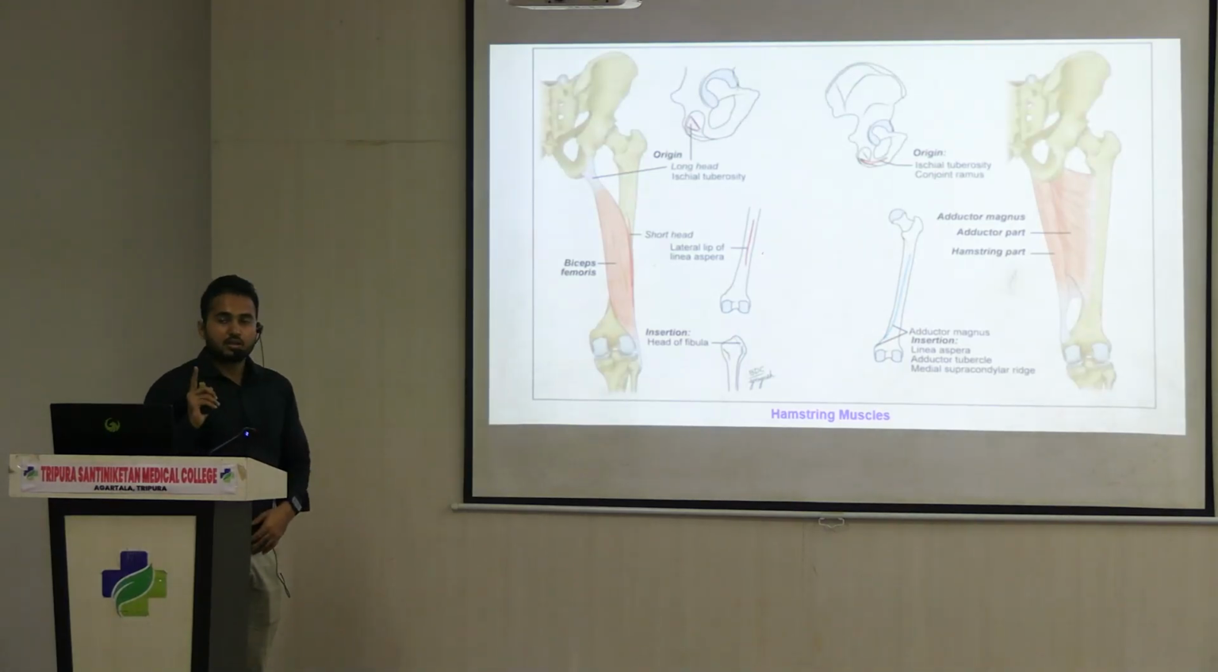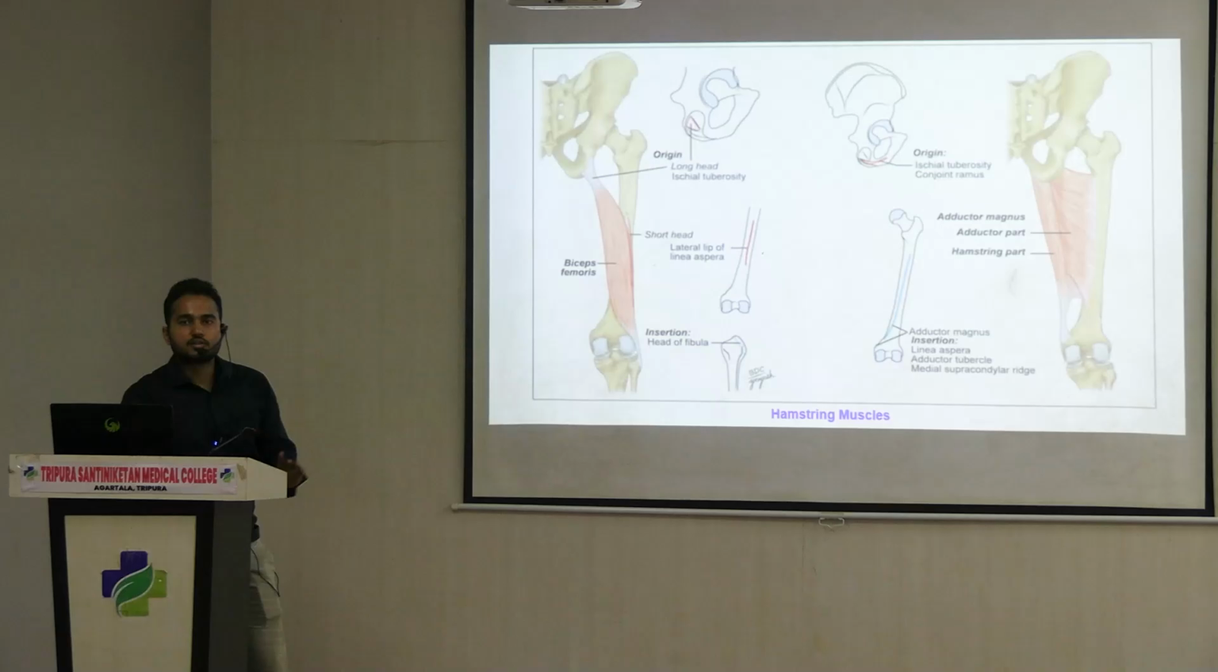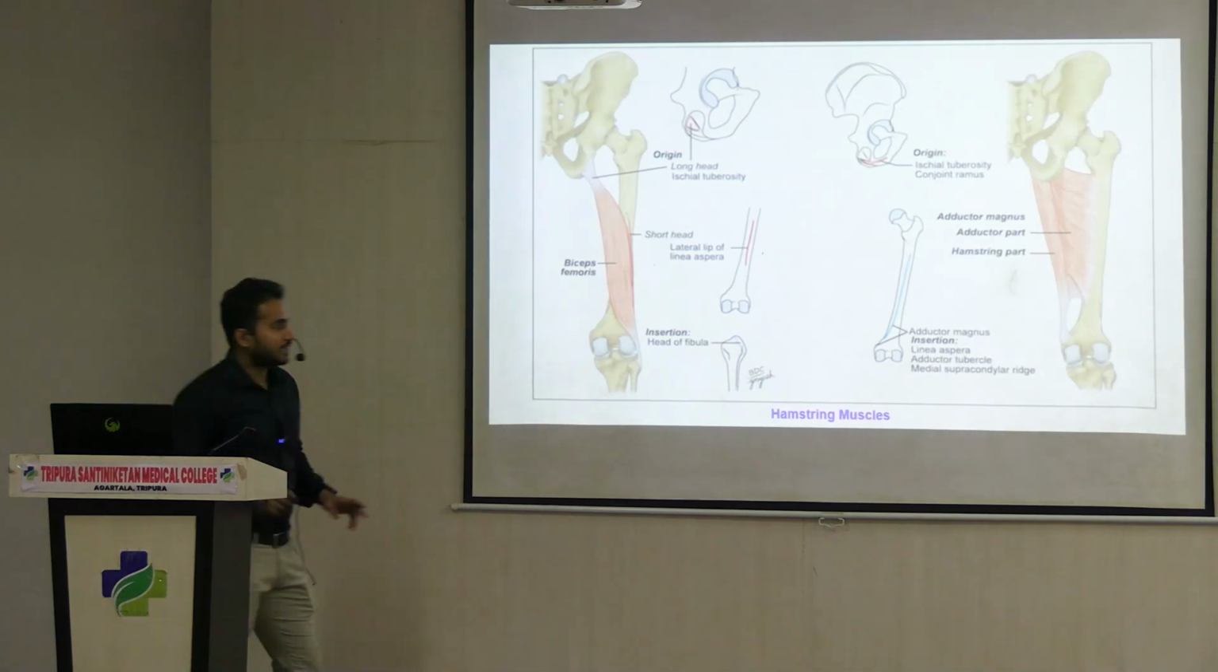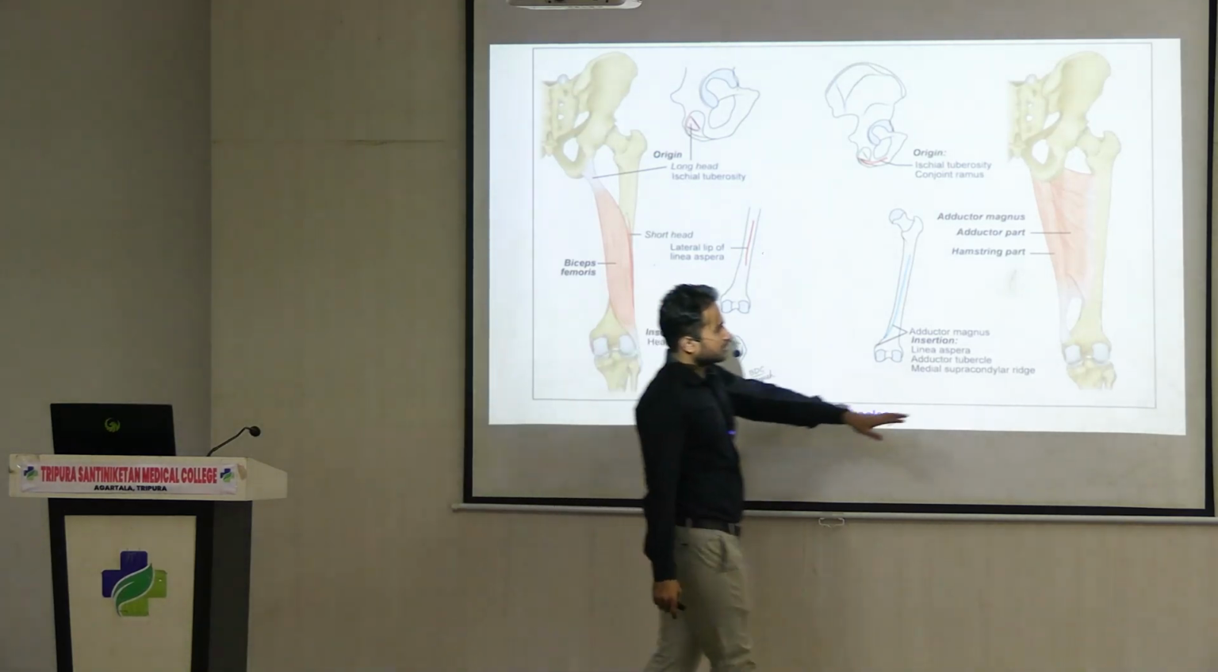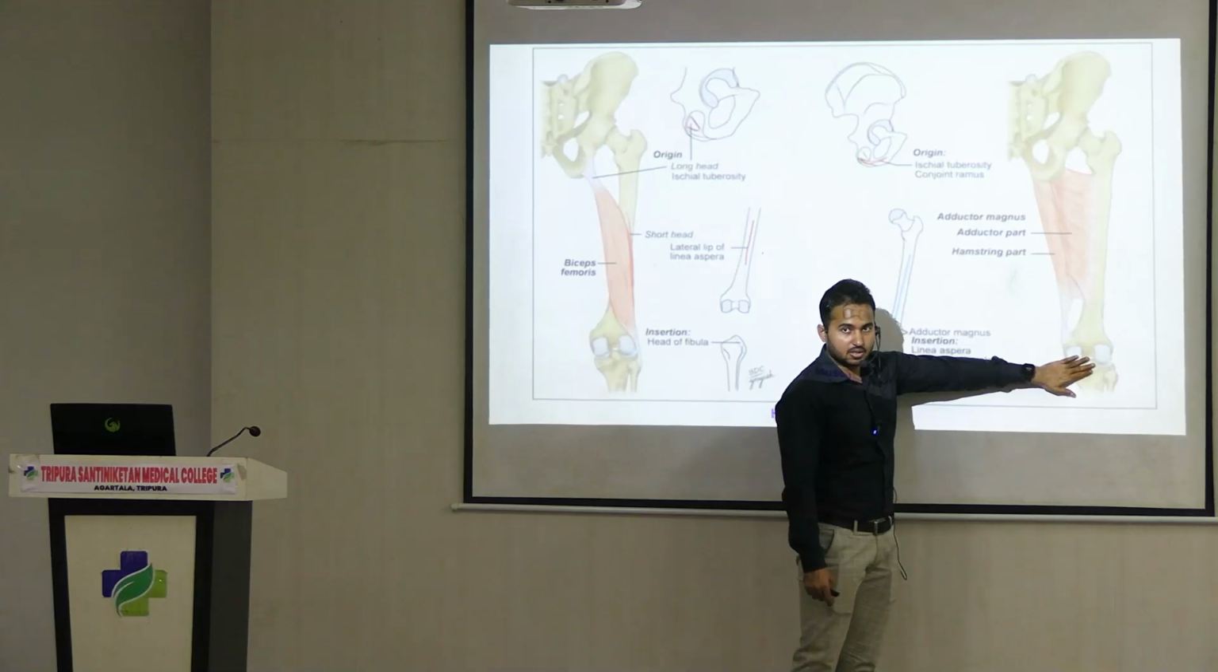Now here one criterion is not fulfilled. Can you tell me which criterion? For the adductor magnus muscle, here it is not crossing the knee joint. Can you see, this is the knee joint? Here it is not crossing the knee joint.